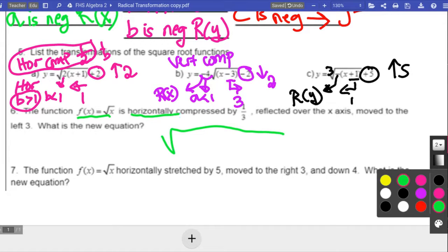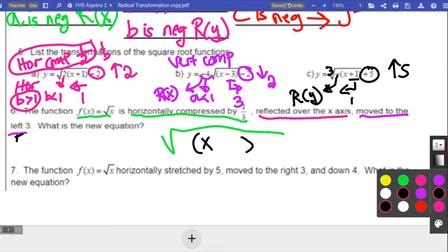So we have a horizontal compression by 1/3. And then we have a reflection over the x-axis. And then we have it moved to the left 3. So let me do the easy stuff first. The move to the left 3 will be here. Left 3 has to be +3. Right? What else did it say? Reflection over the x-axis. Reflection over the x-axis has to be the negative on the outside.